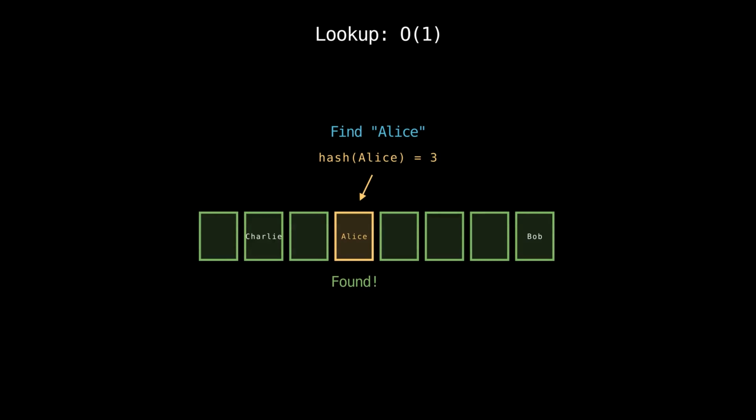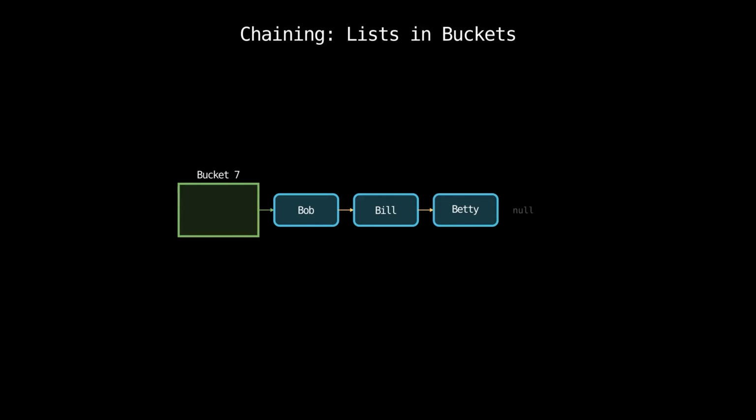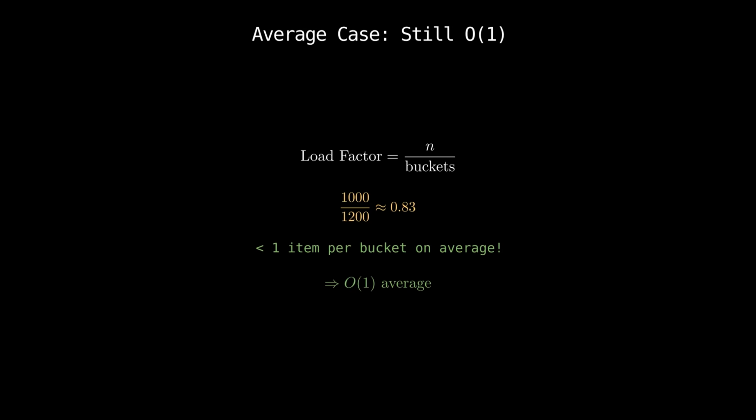But wait, what happens if 2 keys hash to the same index? Bob and Bill might both map to bucket 7. That's called a collision. Oh no! There are a couple solutions. The simplest is chaining. Each bucket holds a tiny list instead of just one item. Bob and Bill both live in bucket 7, chained together. With a good hash function and proper sizing, most buckets stay small. Search is still effectively O of 1 on average. The math works out beautifully.